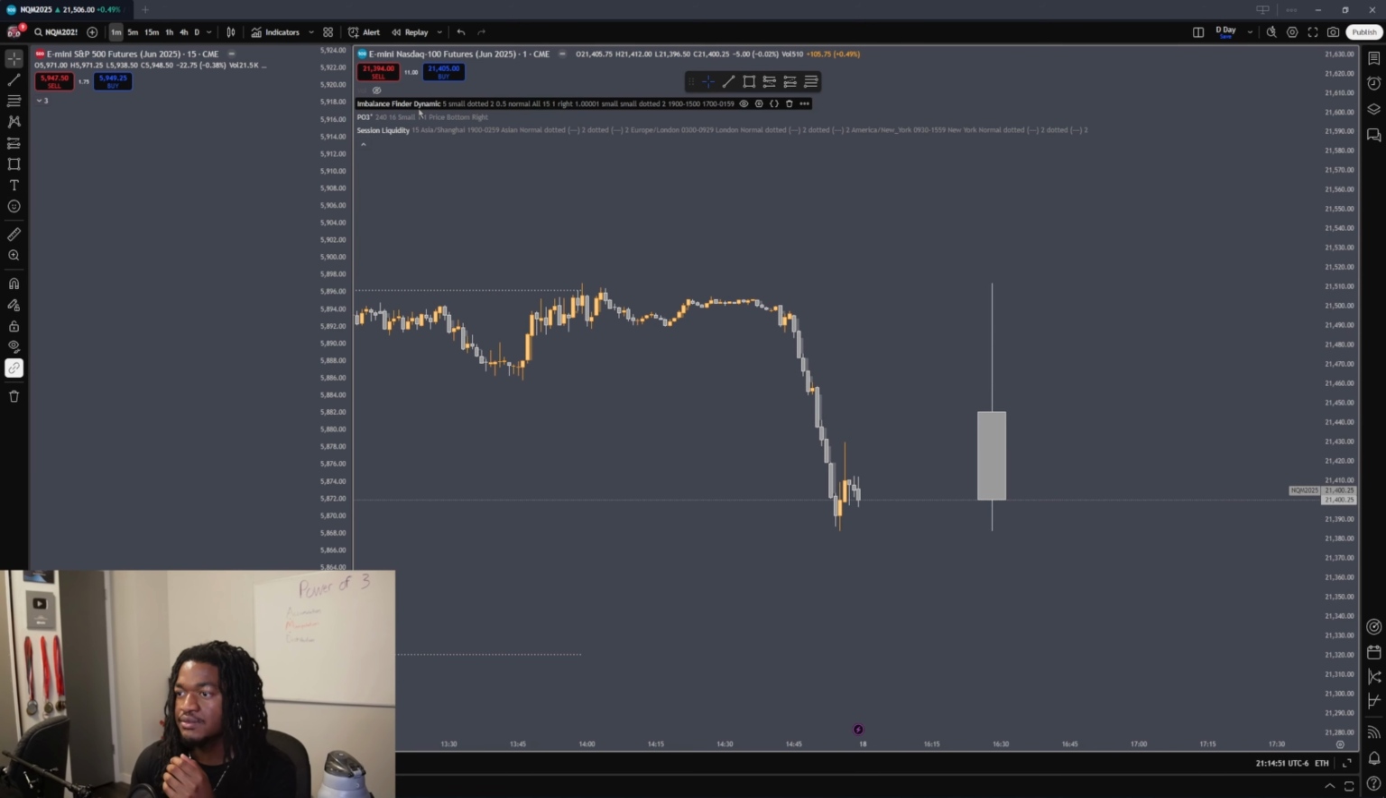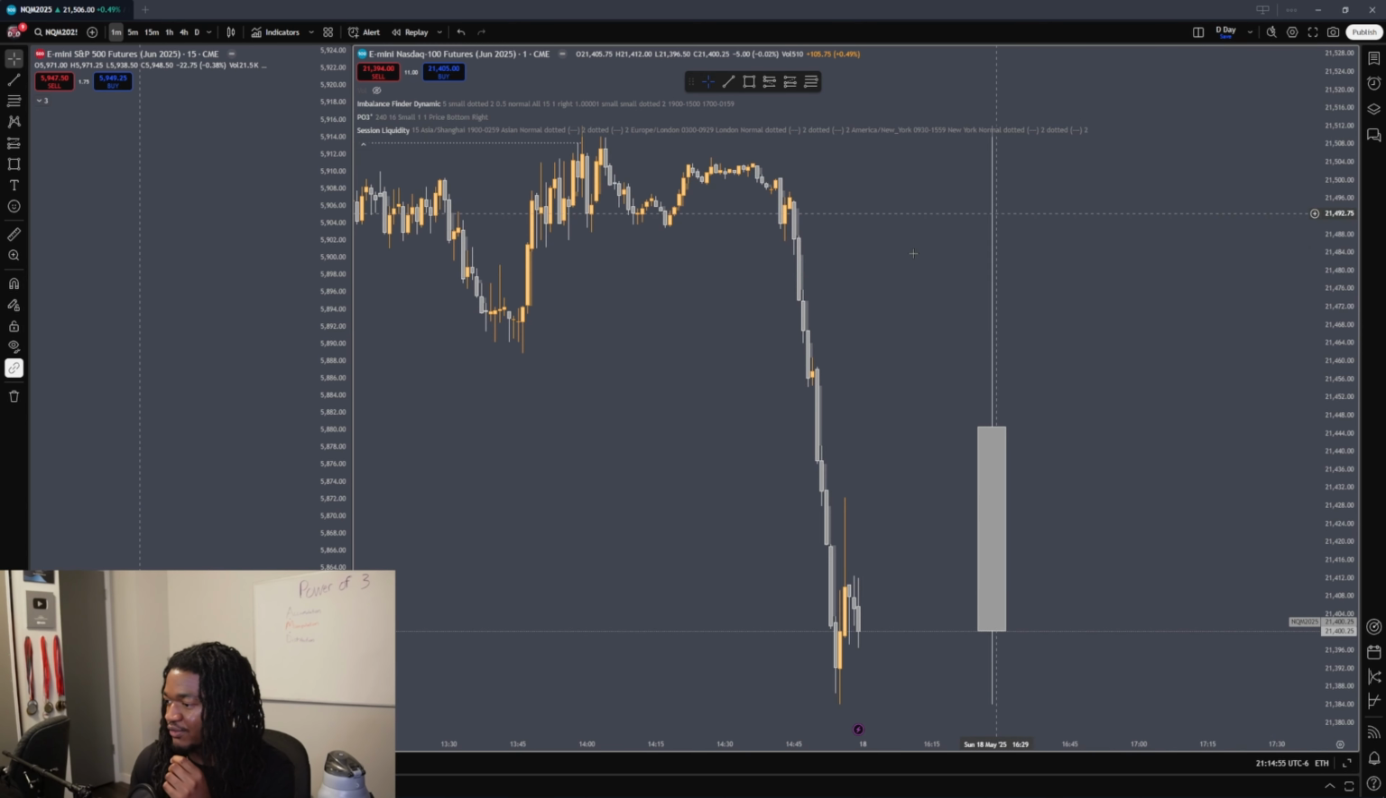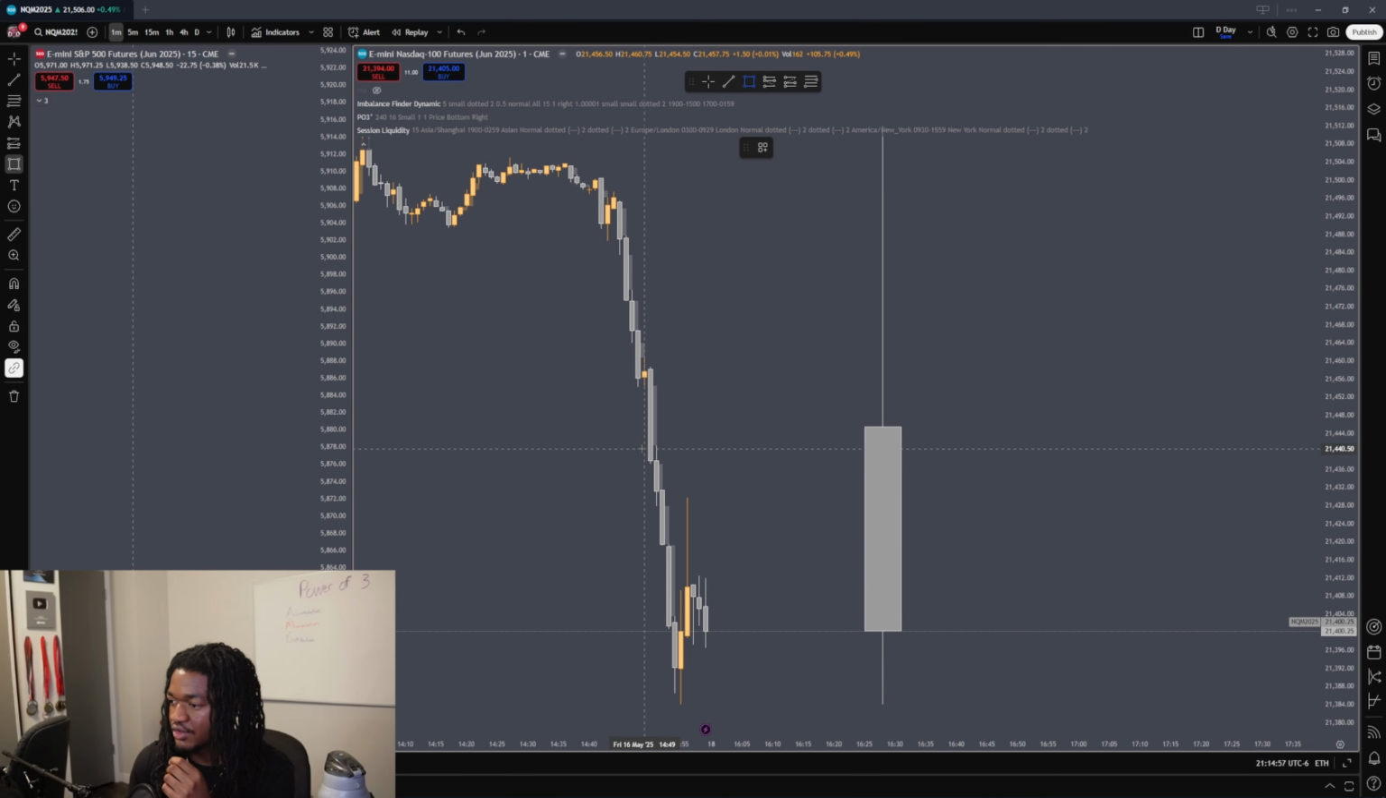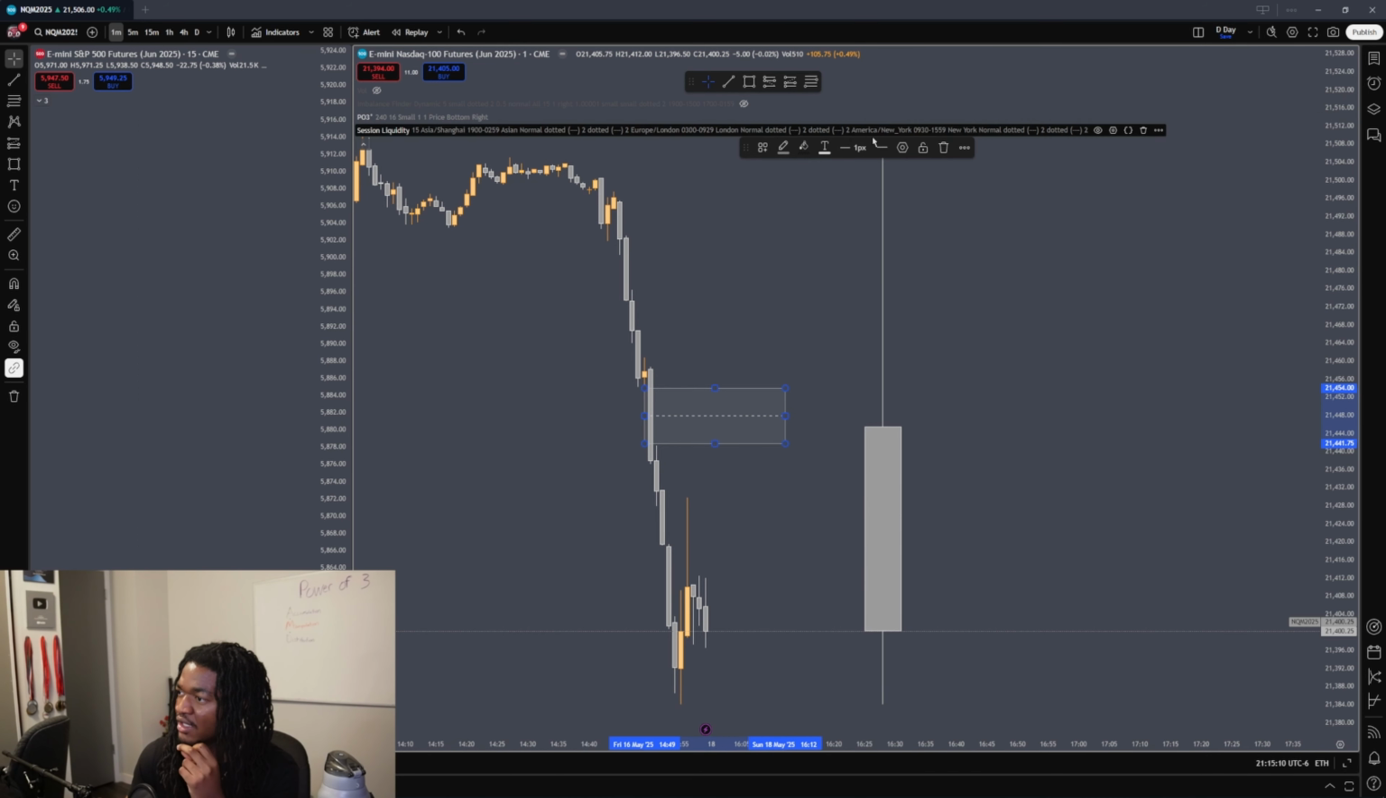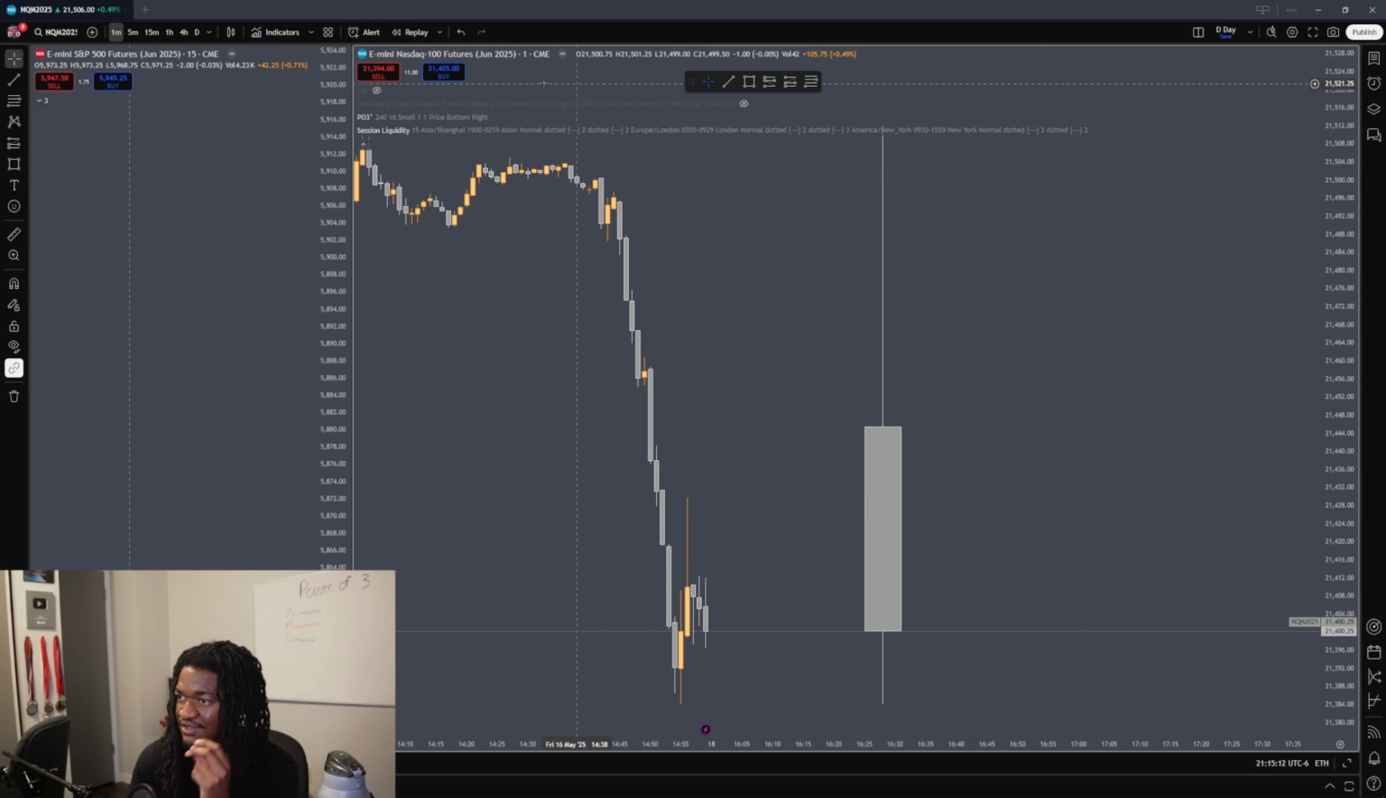Second one, imbalance finder. So the imbalance finder is pretty much fair value gaps. So if we turn it off, you don't really see the fair value gaps. You can, obviously, I can just tell that this is a fair value gap, but it's easier to have that boost, that quick reaction, especially when you're working with the 1 minute. You need to see things fast.